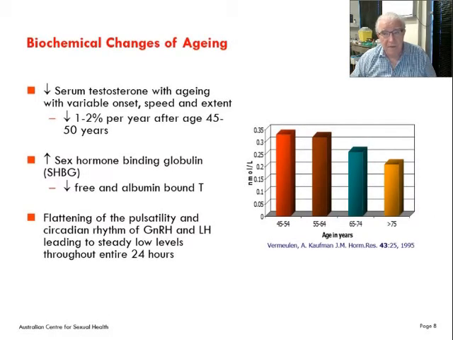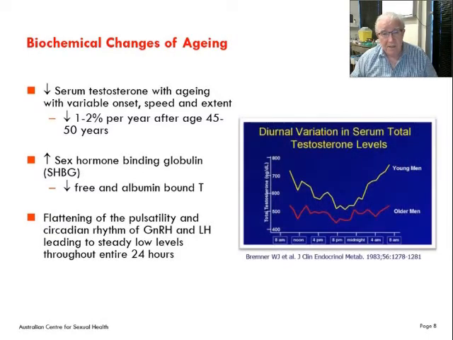Testosterone production declines as men age. From the age of 45 to 50, testosterone production reduces by 1 to 2% per year. And in parallel with this decline, production of SHBG, sex hormone binding globulin, increases, resulting in a reduction in the level of biochemically active free testosterone. In addition, the pulsatility and the circadian rhythm of secretion of hypothalamic GnRH and pituitary LH flattens, as the red line on the graph shows, leading to steady state low levels of testosterone throughout the entire 24 hours.